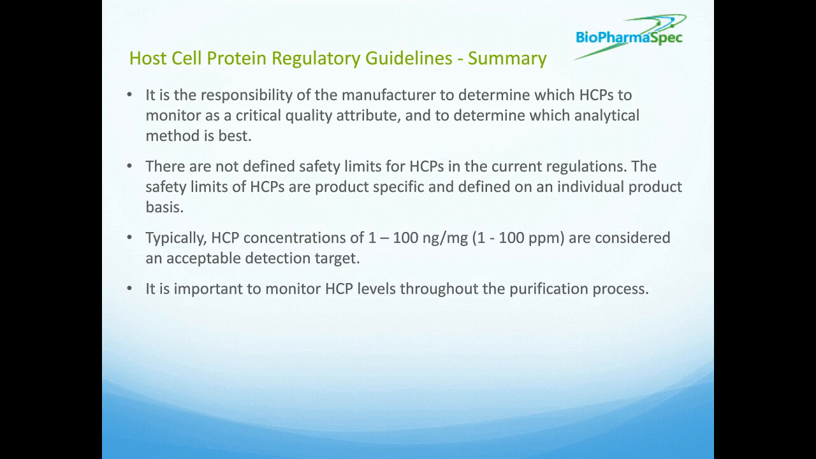But typically, we look for a detection limit of 1 to 100 parts per million. And then finally, it's important to keep monitoring your host cell proteins throughout your purification process to make sure your clearance levels are actively decreasing by the end of your final drug product.